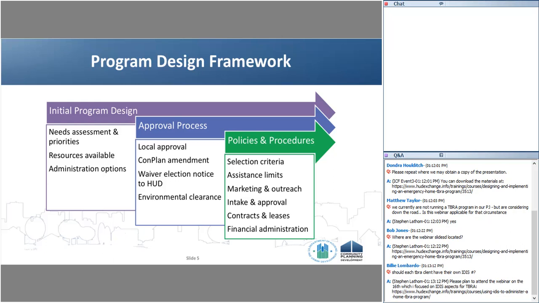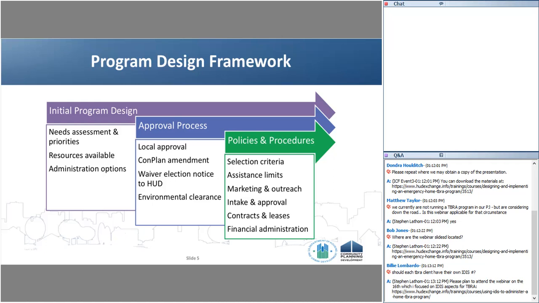We decided to talk about the TBRA program design and planning process in 3 steps. First, the initial step to create an overall program design and to get enough detail so that we can move into the second step, which is what we're calling in this slide the approval process, and then a third step of actually developing the detailed policies and procedures. You can see the 3 steps on the slide.